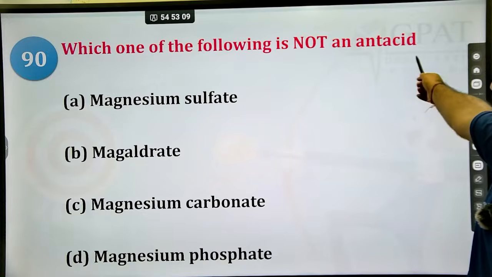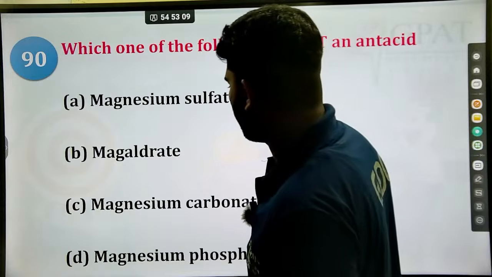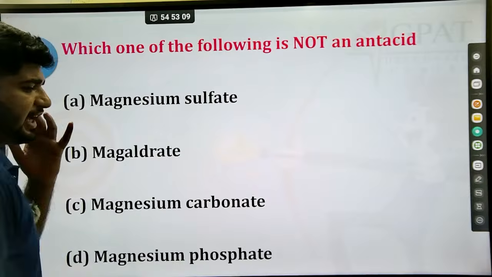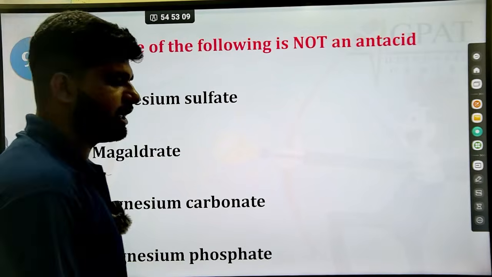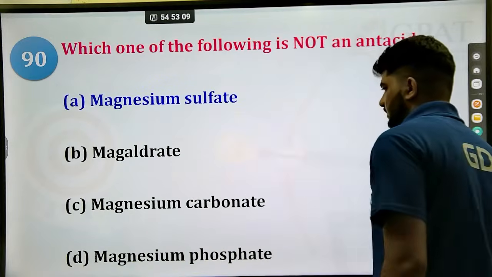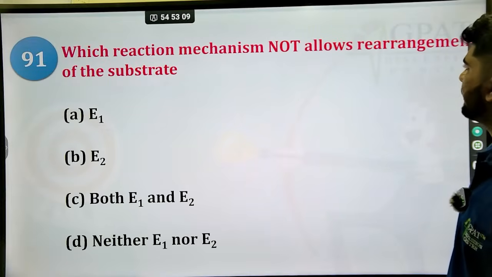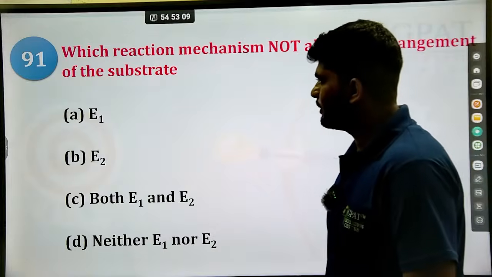Which of the following is not an antacid? Magnesium sulfate, magaldrate, magnesium carbonate, or magnesium phosphate, guys? Which one is not an antacid? Yeah. Anyone? That is your magnesium sulfate. You know that.